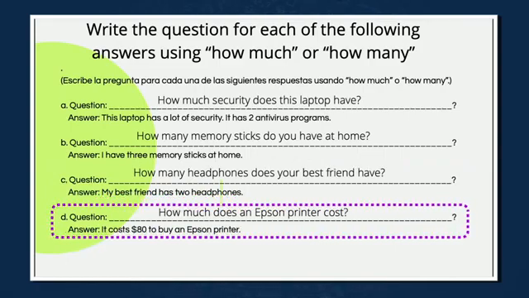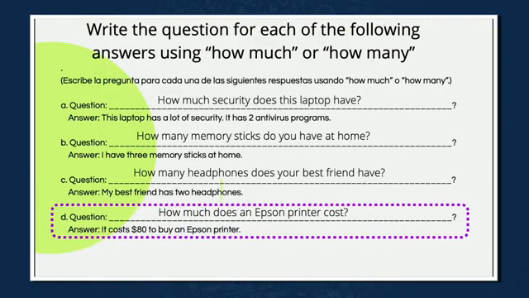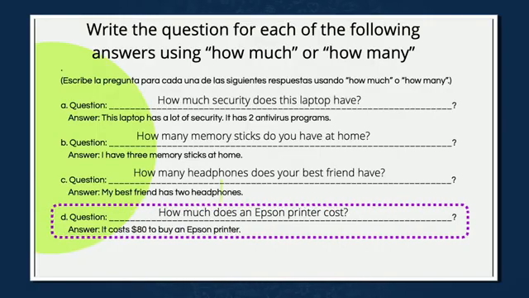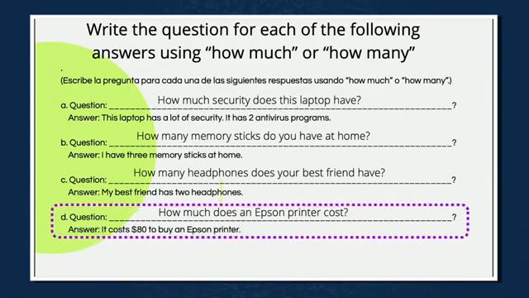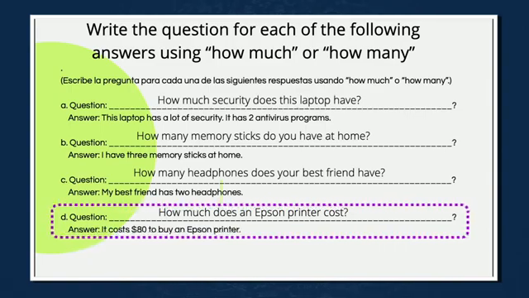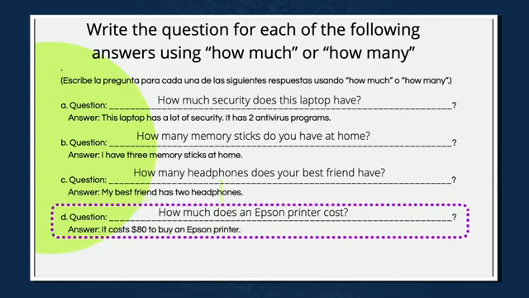¿Cuánto cuesta una impresora Epson? It costs $80 to buy an Epson printer. Cuesta $80 comprar una impresora Epson.